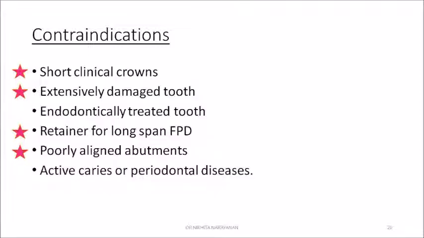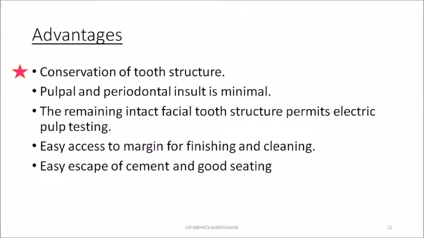Also in cases with active caries and periodontal disease, unless and until the disease is treated and cured, none of the restorations can be given. So these are the contraindications for partial veneer crown. Now let's see what are the advantages of a partial veneer crown.